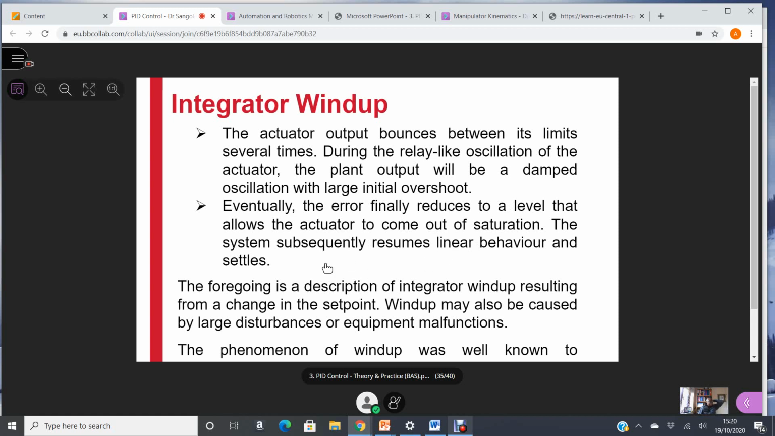But this can be avoided by doing a design that takes actuator saturation into account. Okay? But before going to that, we just note that what we've described so far is integrator wind-up coming as a result of a change in set point. Okay, but you may also have wind-up occurring due to large disturbances in the system or equipment malfunction.